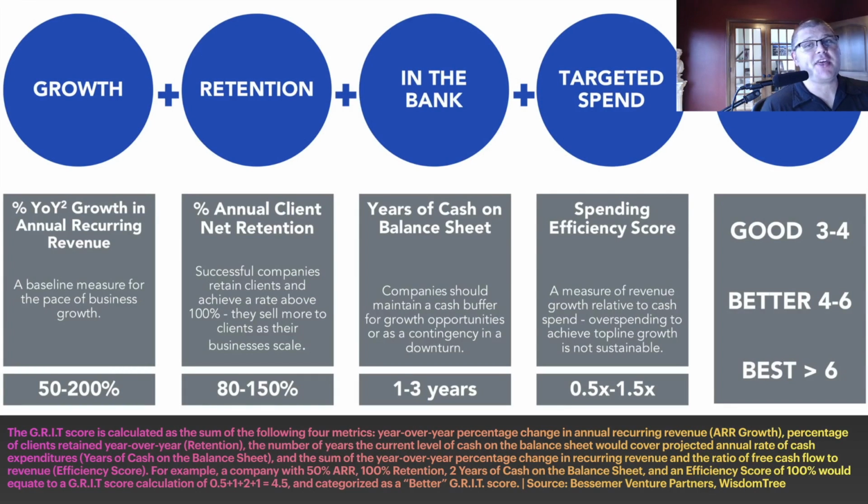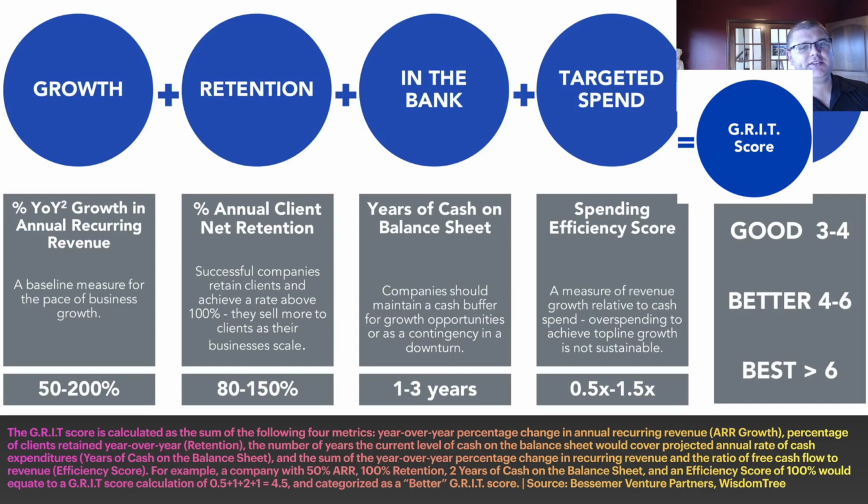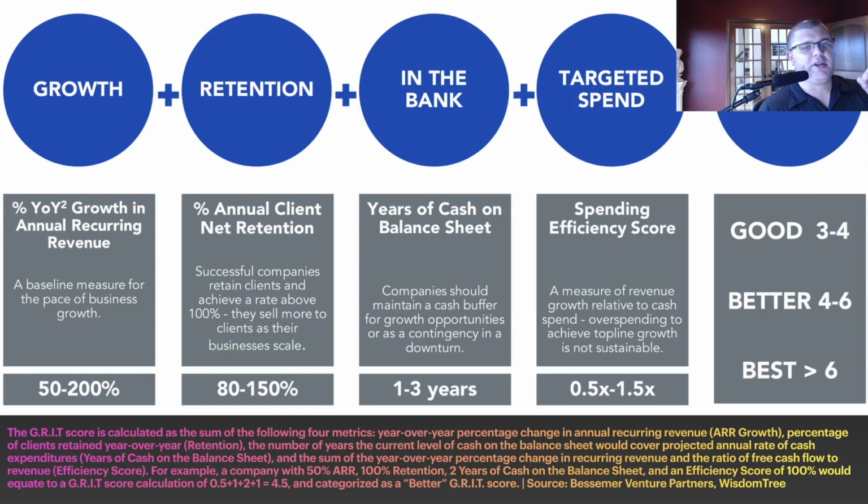Okay, so the second method that I use, and if you watched the WCLD video, the number one growth ETF, that's the WisdomTree Cloud Computing ETF. They actually have a venture capitalist that uses what's called a GRIT score. And I think this is really, really cool. So you can see on the top, you've got growth plus retention plus in the bank plus targeted spend. It's the acronym GRIT, and it gives a GRIT score. Obviously, you can see that on the right in the middle. The good is a 3 to 4 score, the better is 4 to 6, and the best is greater than 6. And I went through this really quickly on that WCLD video. If you haven't seen that video, take a look at that and check it out.